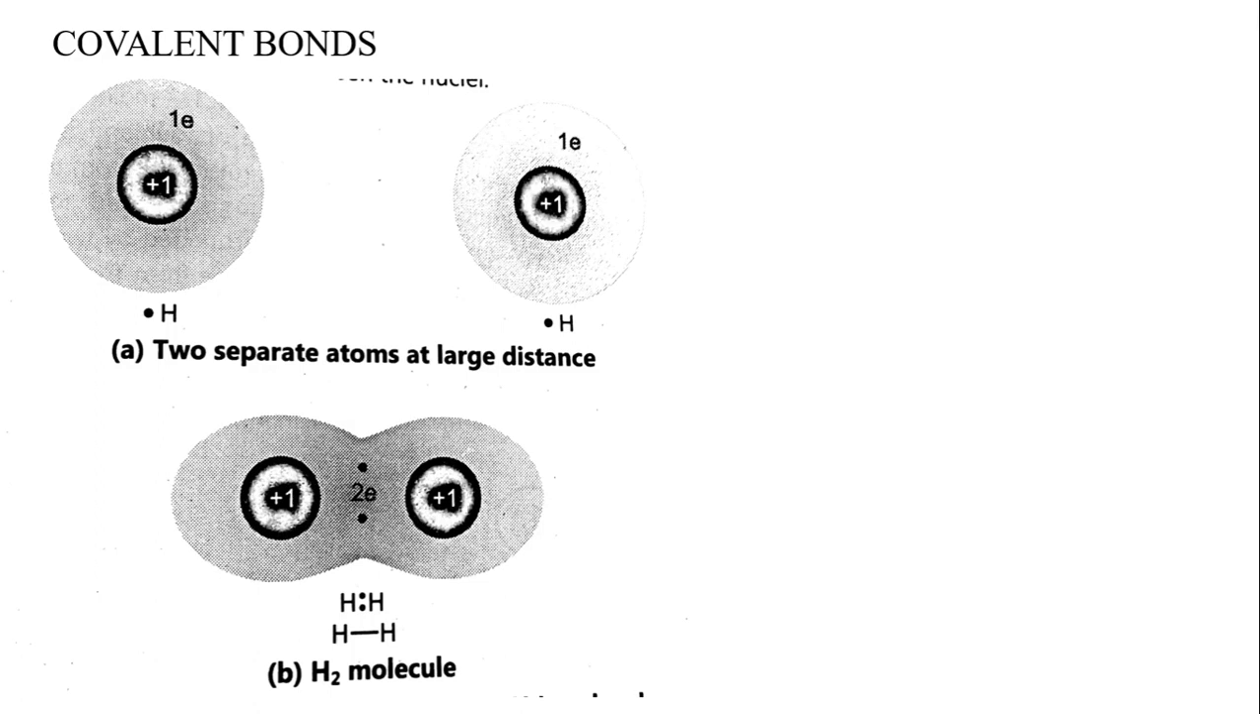For many molecules, the sharing of electrons allows each atom to attain the equivalent of a full outer shell, corresponding to a stable electronic configuration. Two separate atoms at large distance, and this is H2 molecule, covalent bond in hydrogen H2 molecule. The simplest covalent bond is formed in hydrogen molecule. In the molecule H2, the hydrogen atoms share the two electrons via covalent bonding.